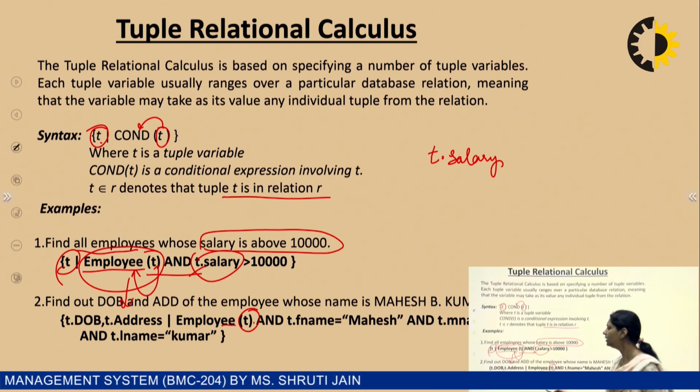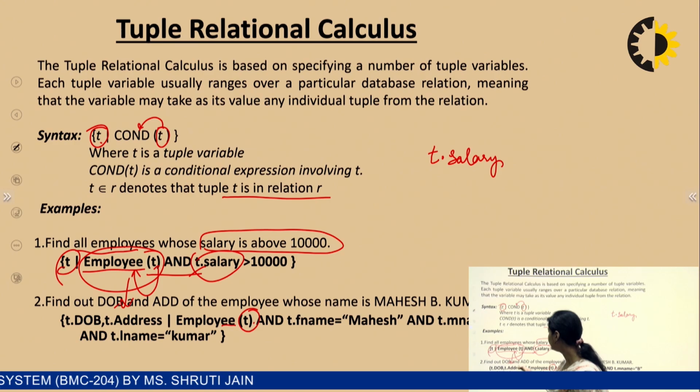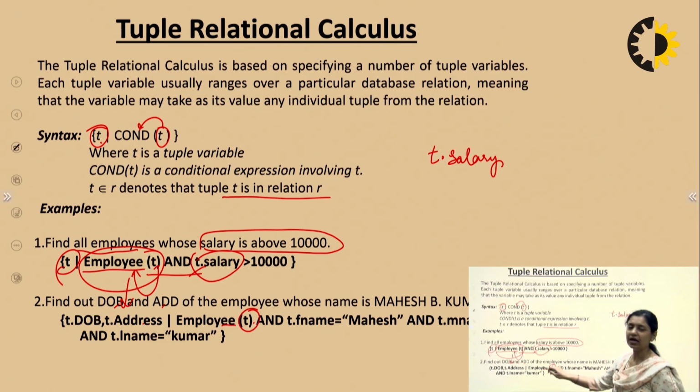Now this t will be fetching only the date of birth and address. So we'll have t.DateOfBirth, t.Address of the employee. So we have Employee(t), the way we have done over here. And now we have the condition where the name is Mahesh B. Kumar. It may be a possibility that we have three separate columns: one column for the first name, then the middle name and the last name.